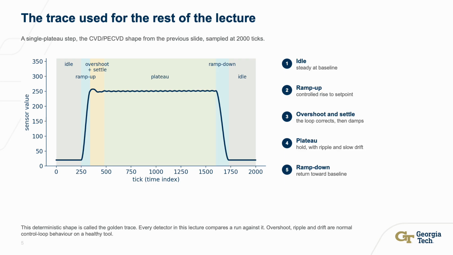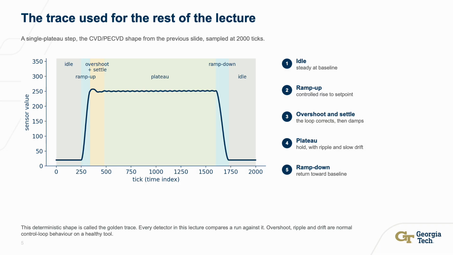Idle, sitting at the baseline of 20. Ramp up, where the controller drives the signal to the set point. Overshoot and settle, where the loop slightly overshoots and then damps out. The plateau, holding at 250 with a small ripple and a slow downward drift, and then ramp down back to baseline.